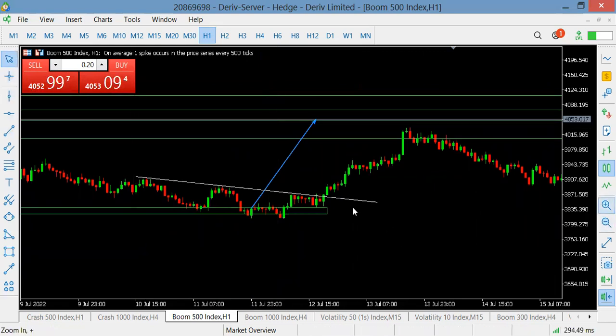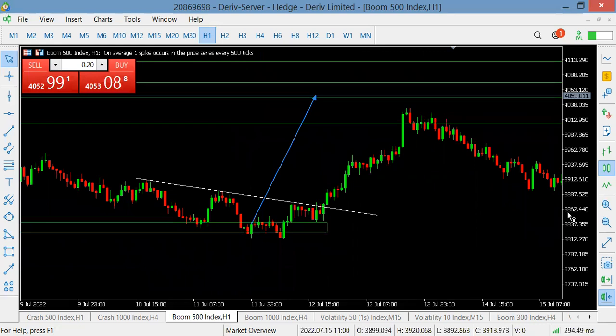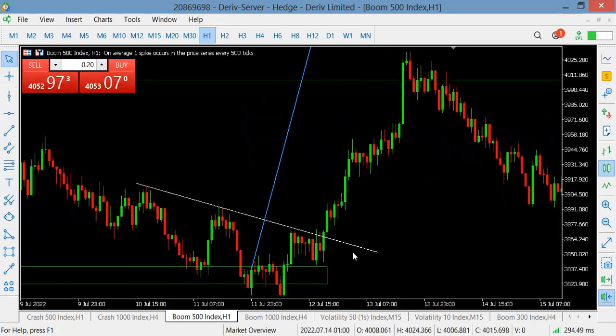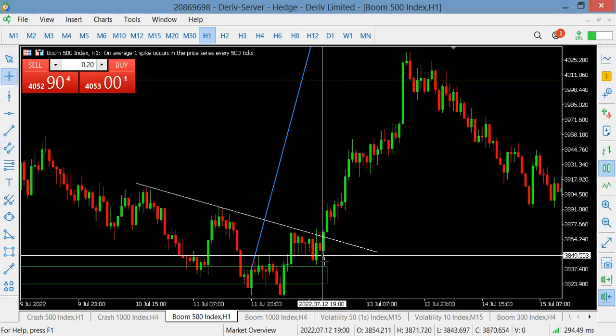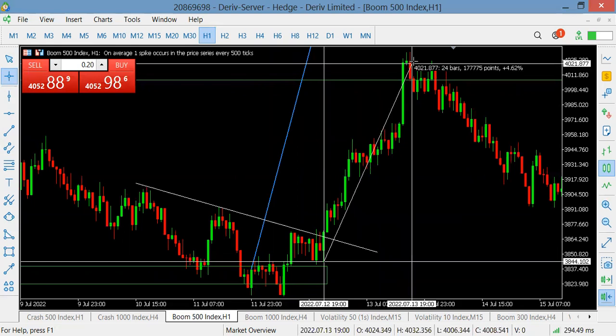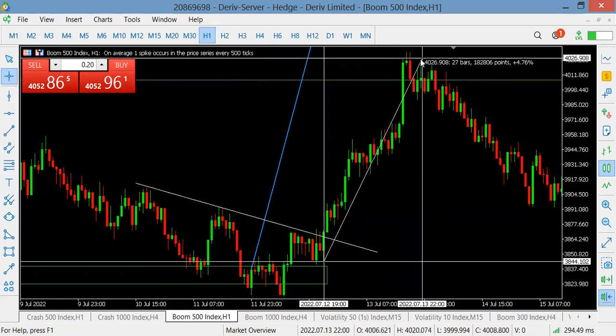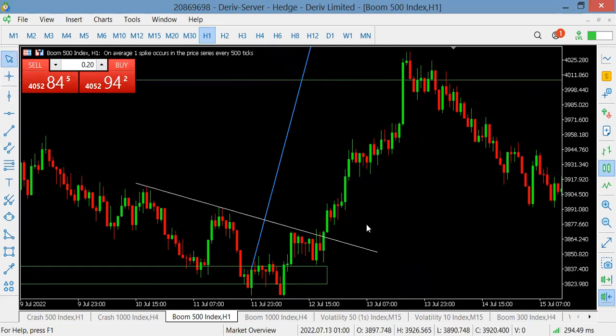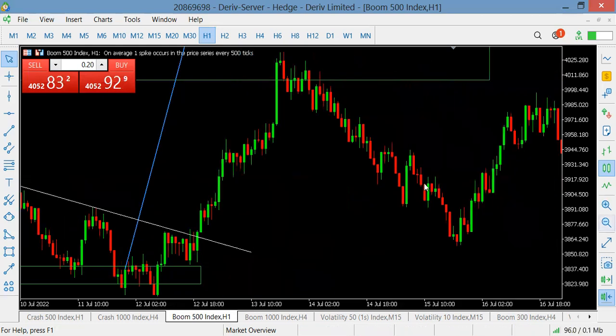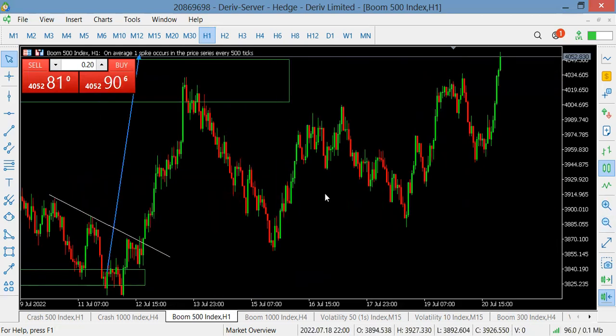But as the market would have it, price reversed, tapped me out, and continued to the upside, continued bullish for some couple of days. I think this is about, let me measure it from this zone. Yeah, I think for a day plus, price was very, very bullish, and then there was a bearish reversal to the downside, as you can see how the market has played out.